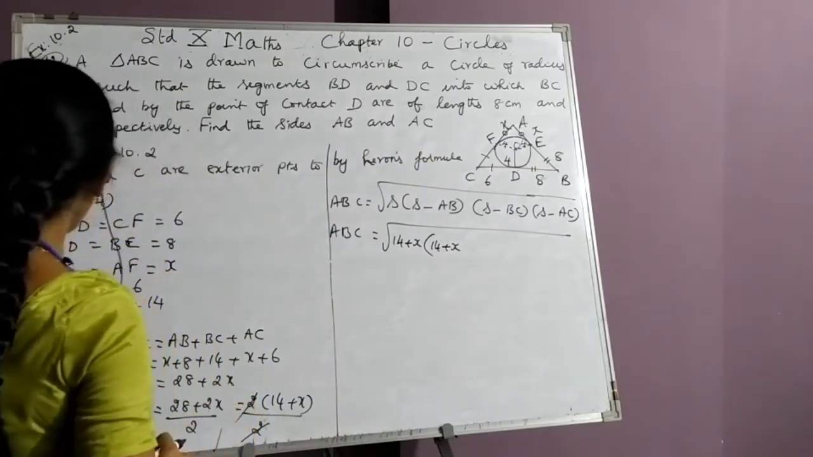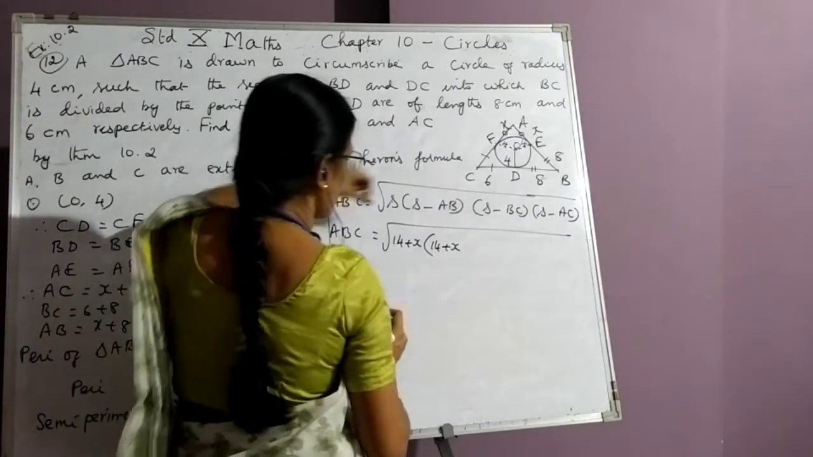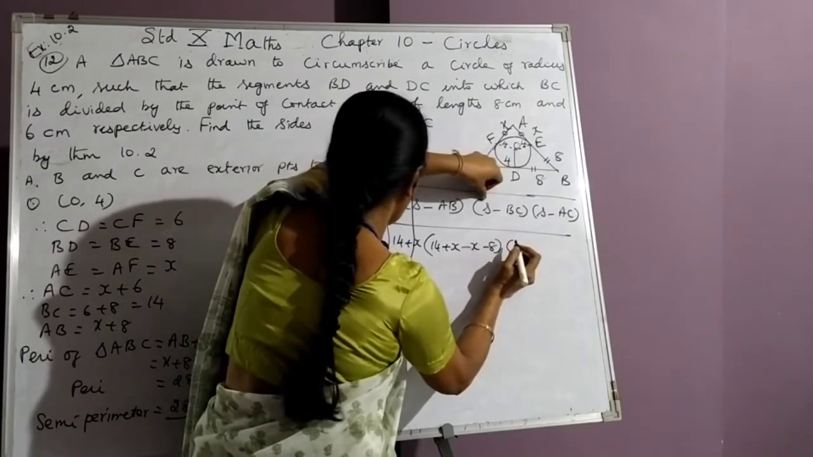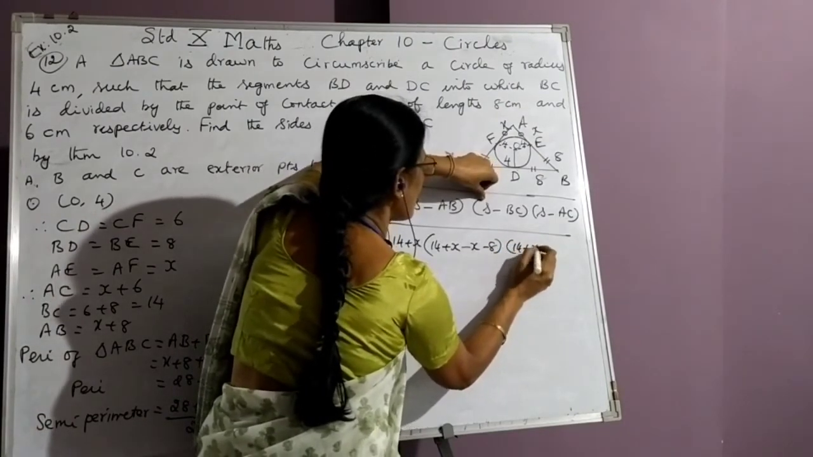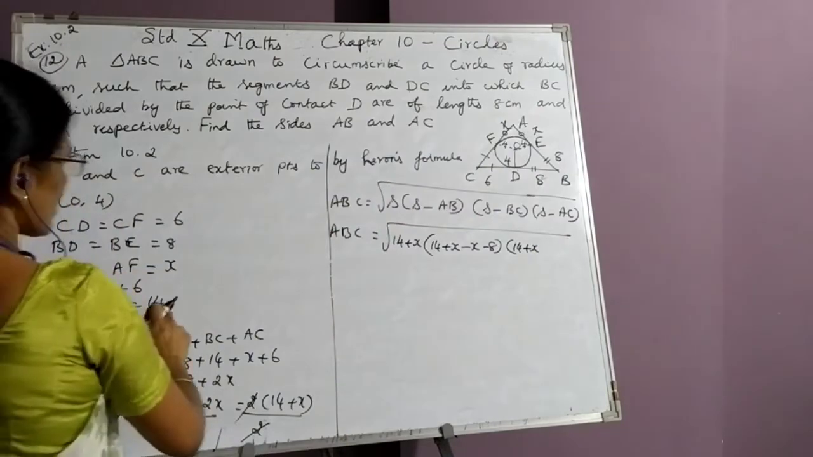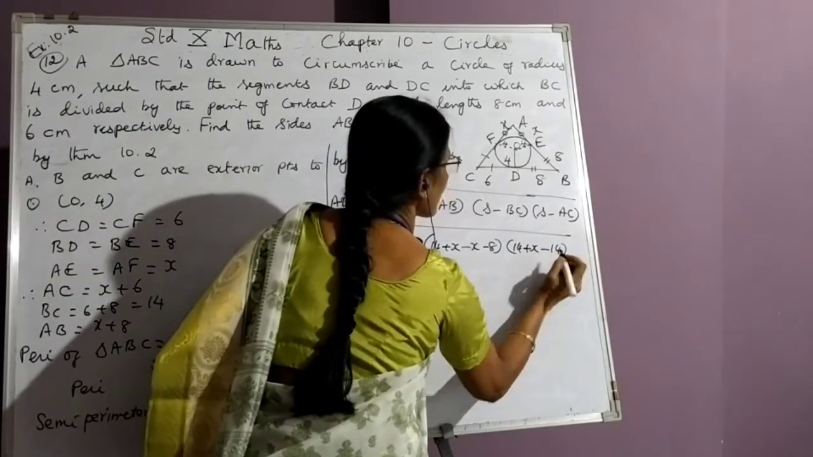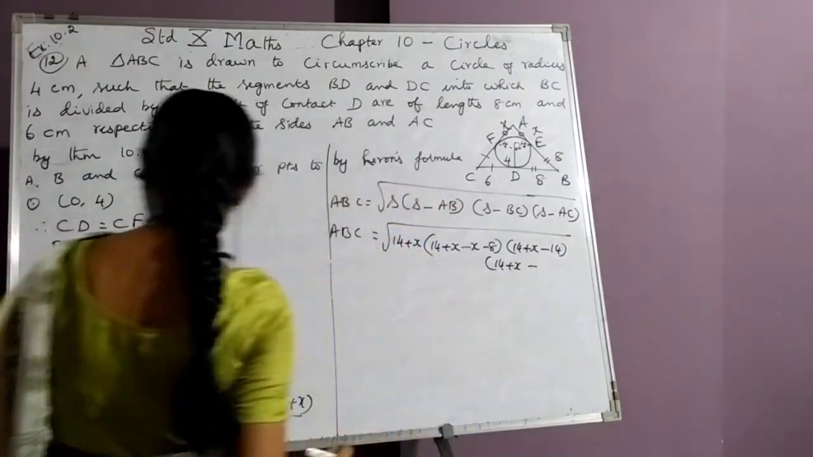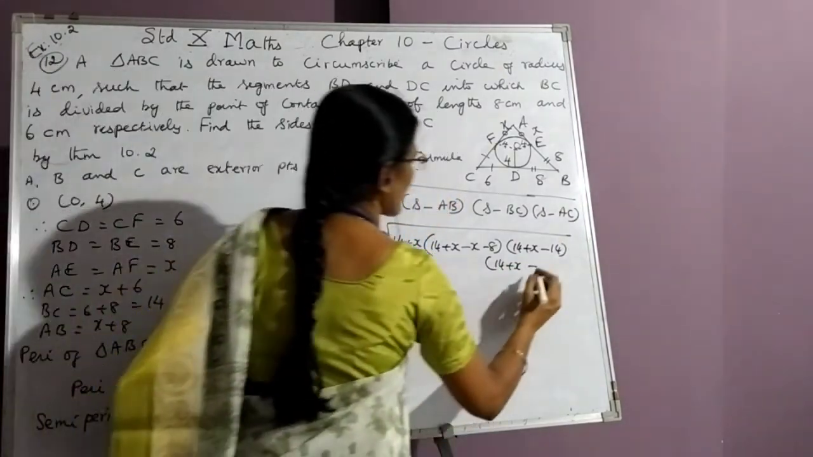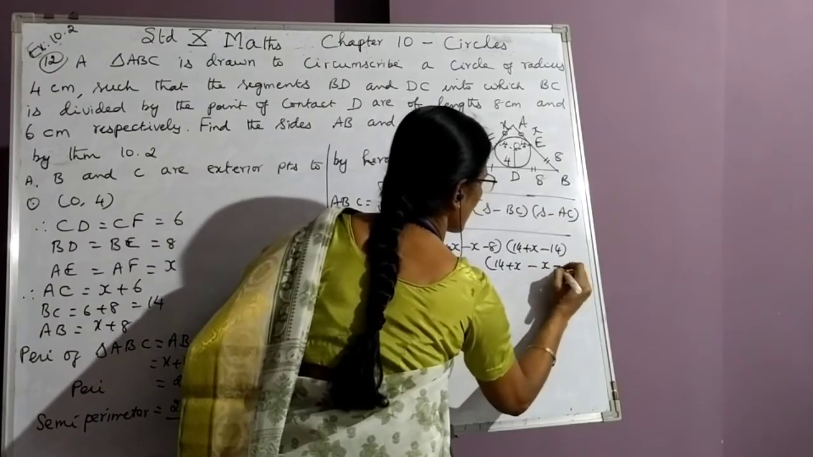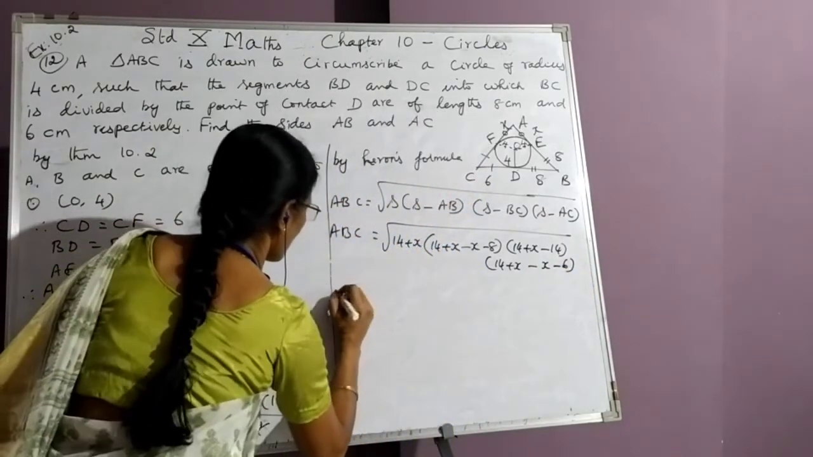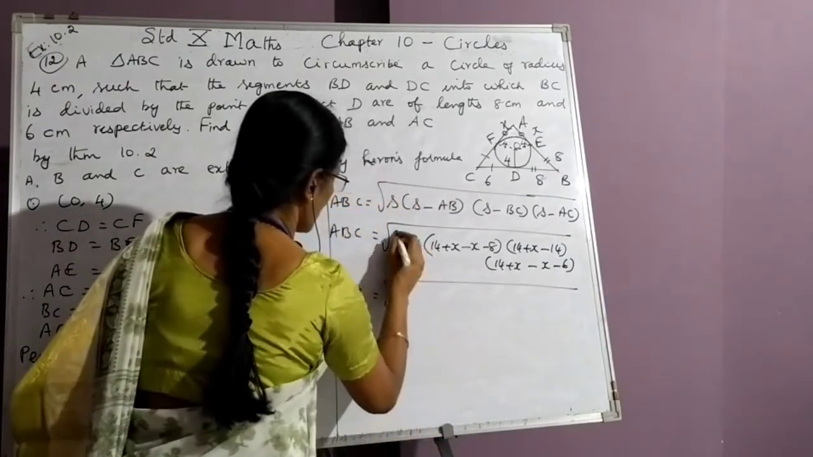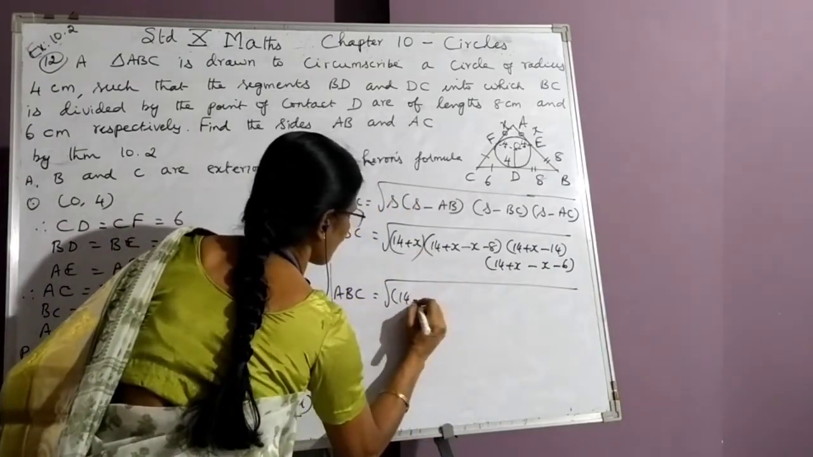S is substituted. Again S, 14 plus x. What is AB? We have found AB is x plus 8, but it is minus AB, so minus x minus 8. Again S, S is 14 plus x, minus BC. What is BC? It is 14. Again S, 14 plus x minus AC. AC is x plus 6, so minus x minus 6. Therefore, area of triangle ABC is root of this, 14 plus x.